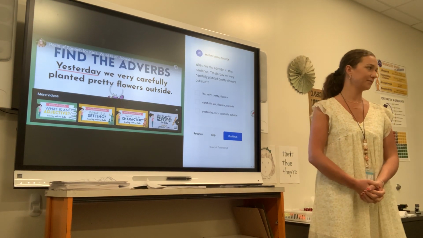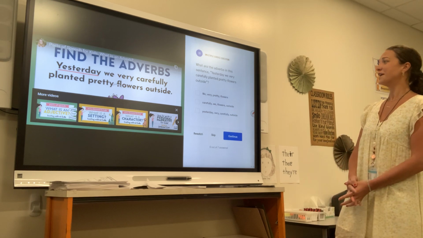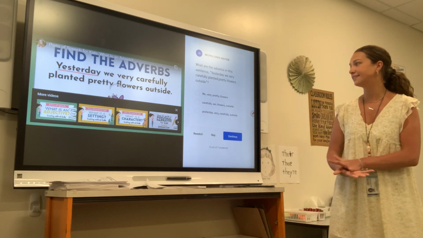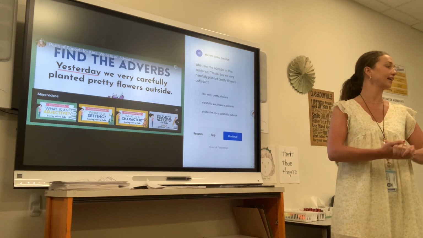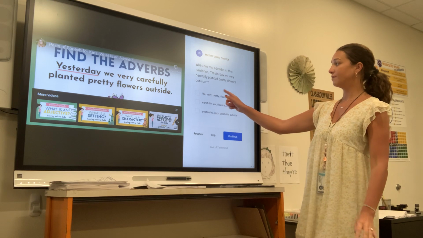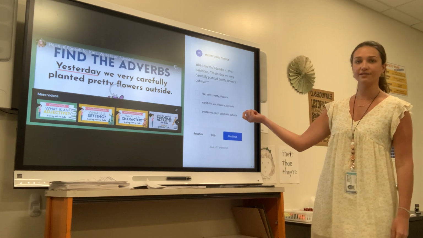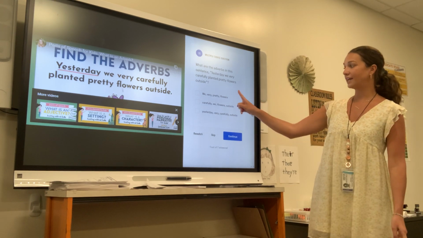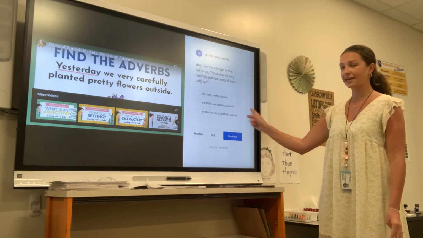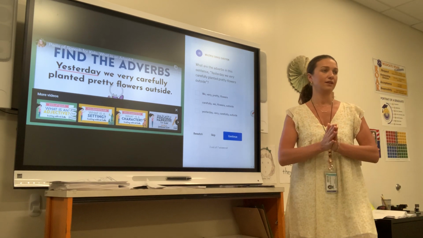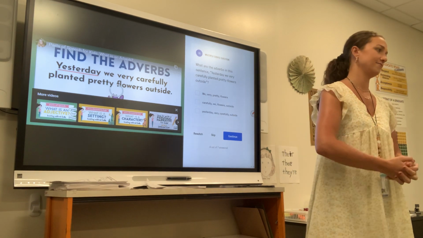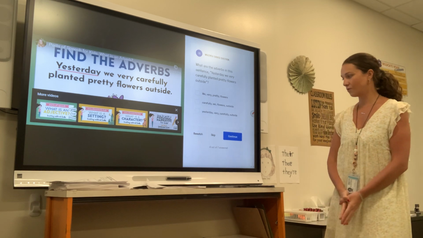Okay, what are the adverbs in this sentence? Yesterday, we very carefully planted pretty flowers outside. There are 4 adverbs. We, very, pretty, flowers. Carefully, we, flowers, outside. Yesterday, very, carefully, outside. What do we think it is? 3, none of the above, 4.